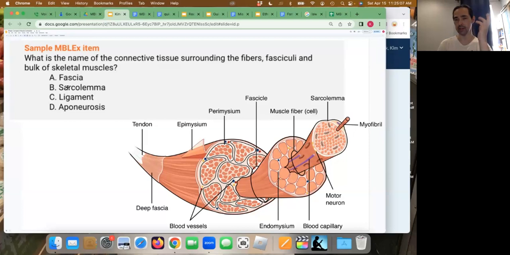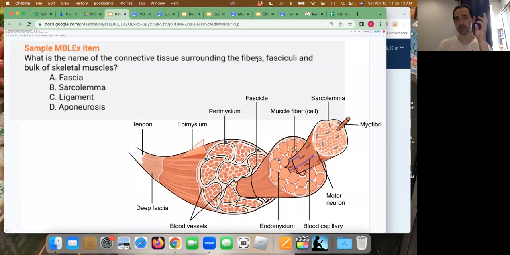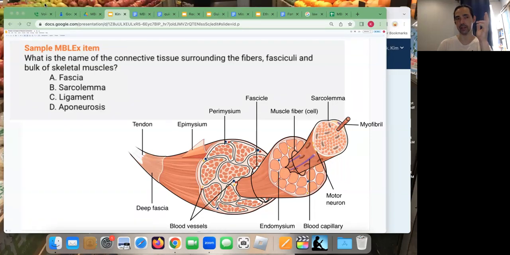Connective tissue is something that's mostly collagen, elastin, some combination. And it does not surround the bulk of skeletal muscles. It surrounds the fibers. It also does not surround the fasciculi, so it's not that one. Is it a ligament? Well, it can't be a ligament, and it can't be an aponeurosis, because a ligament is similar to a tendon. It doesn't surround skeletal muscles. And an aponeurosis, similarly, it wraps the joint. It does not wrap a muscle, it wraps a joint. So that leaves only fascia.